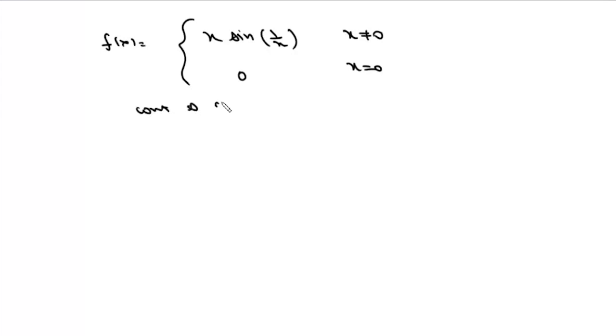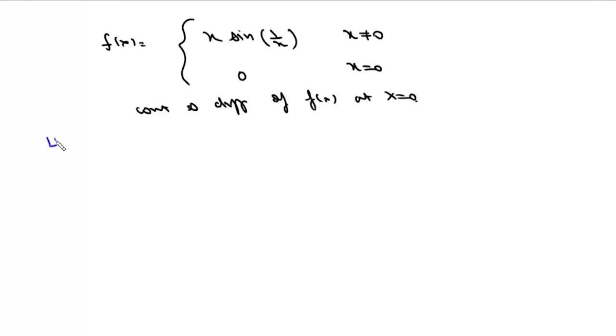Now let us take another example. Say for example, we are given this function f(x), which is x sine 1 by x when x is unequal to 0, and it is 0 when x is equal to 0. Now it says discuss the continuity and differentiability of this function at x equal to 0.